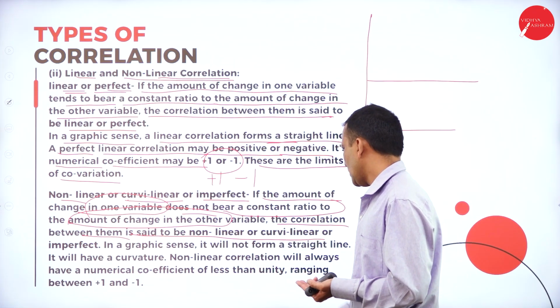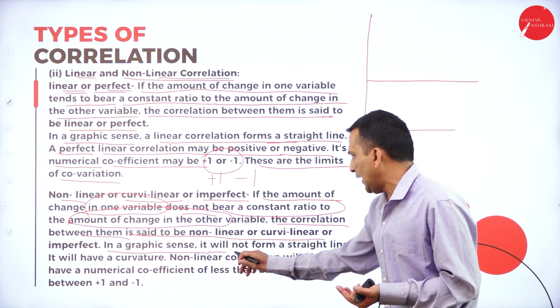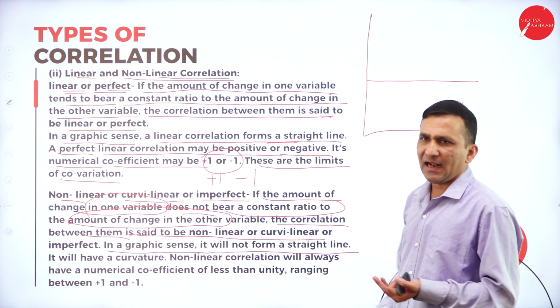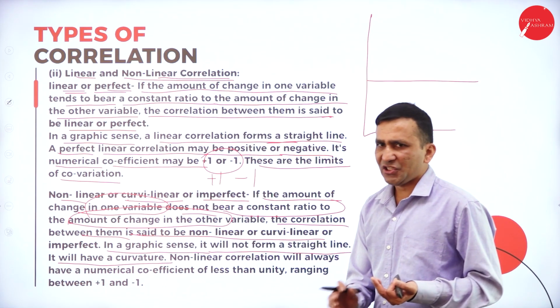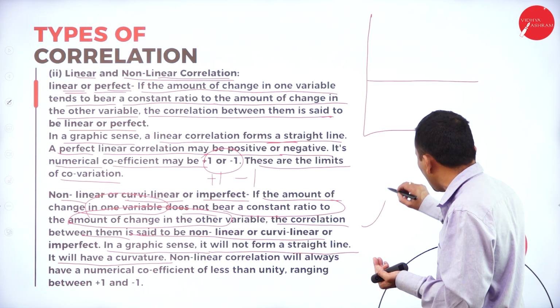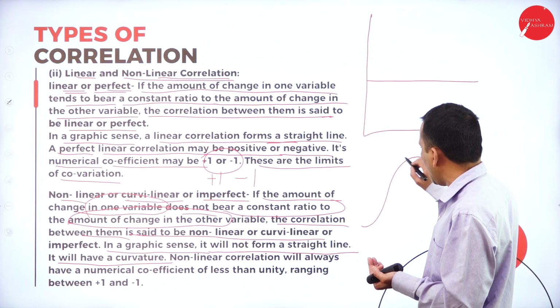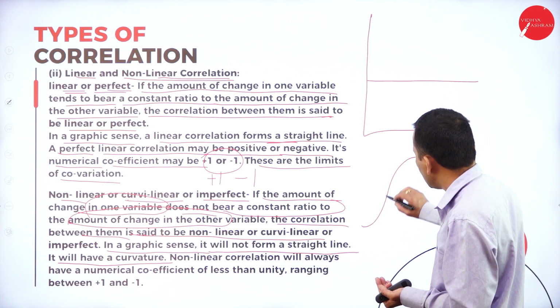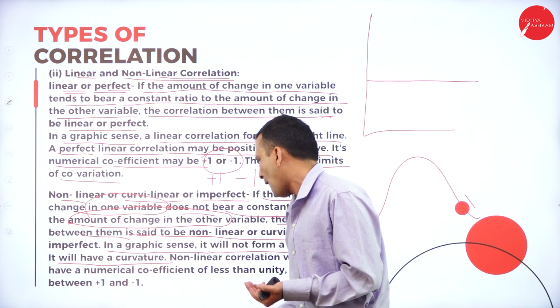So that is curvilinear. In a graphical sense, it will not form a straight line; it will have a curvature. Curvature means it goes like this, looking like a curve: increase, then decrease, decrease to increase, then increase to decrease, like this.